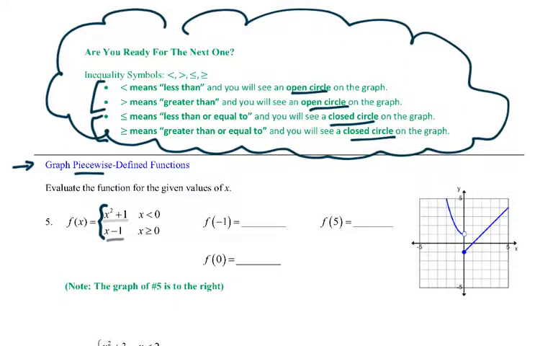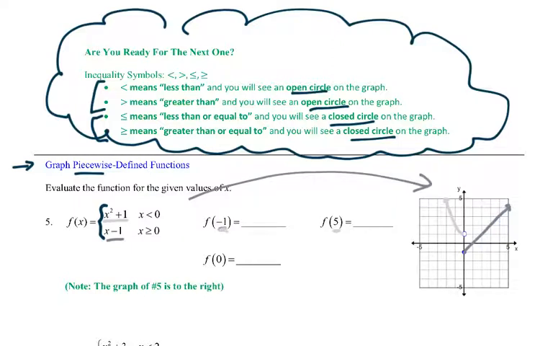And then they've graphed it for us already. So you can see that from negative infinity to 0, it's a parabola. And from 0 to infinity, it is a line. And that makes sense because the x squared plus 1 is a quadratic and the x minus 1 is a linear function. What we're doing here is we're actually evaluating for values of x and determining what the value of the function is at these different values of x.